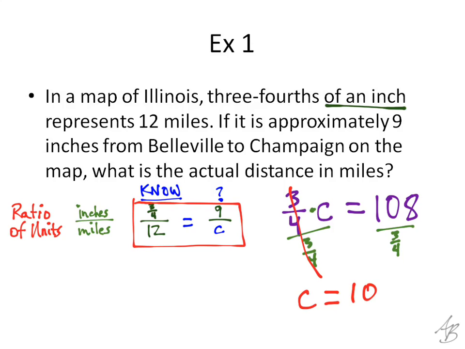So we keep the 108, we flip the 3/4, we change the division to multiplication. So when you divide by a fraction, you keep the first one, you flip the second one, and then you change the division to multiplication. An easy way to do this, you can multiply 108 times 4 in your calculator and divide by 3. So just type in 108 times 4 divided by 3. 144.